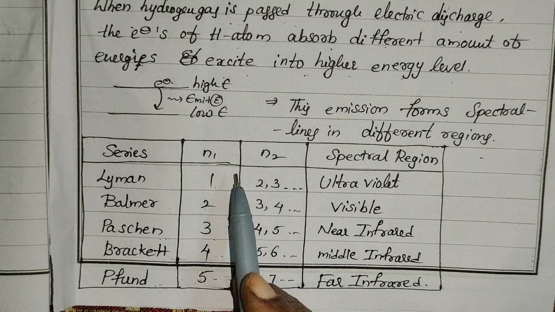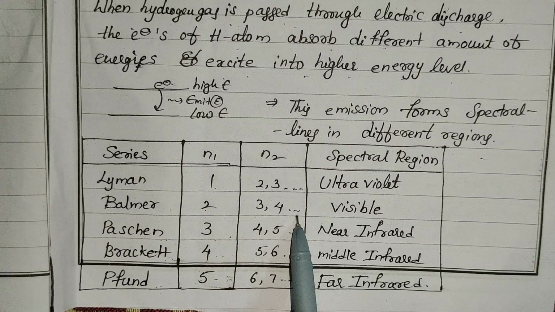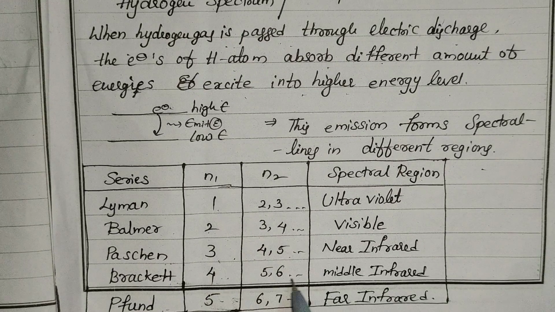Like that you have to write. After number n is n+1. Okay, 1 after 2, 3, 2 after 3, 4, 3 after 4, 5, 4 after 5, 6, 5 after 6, 7. Like that you have to remember.